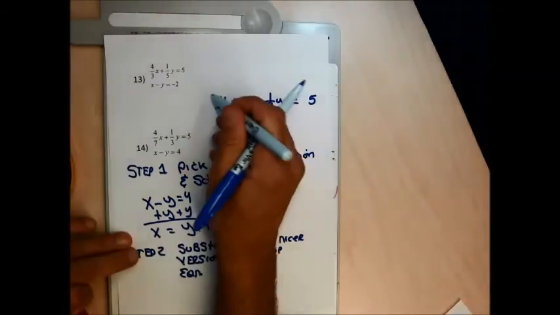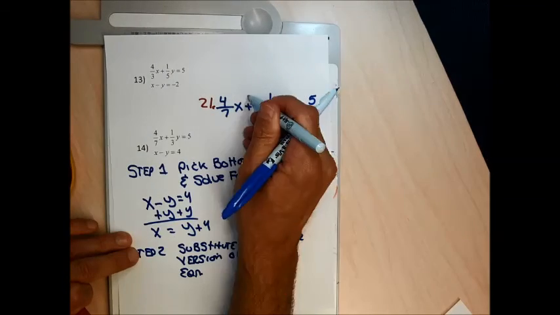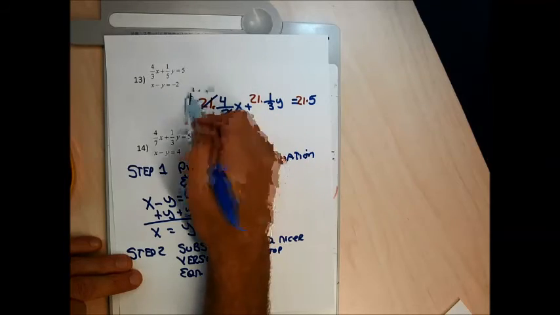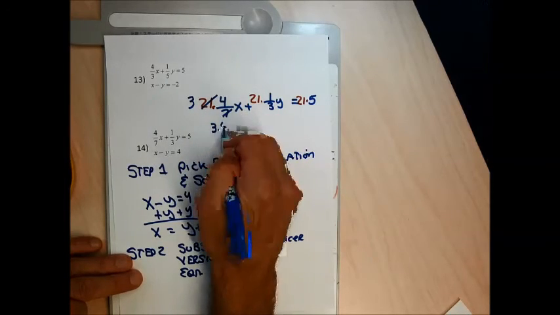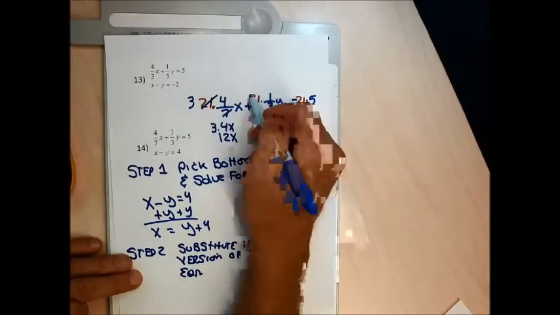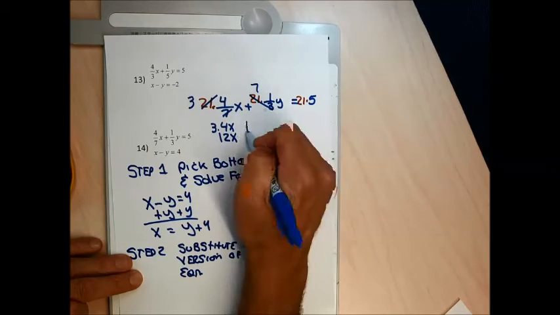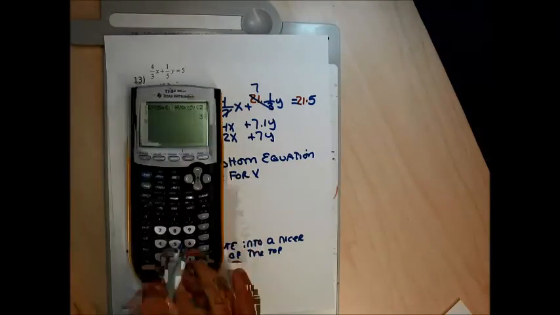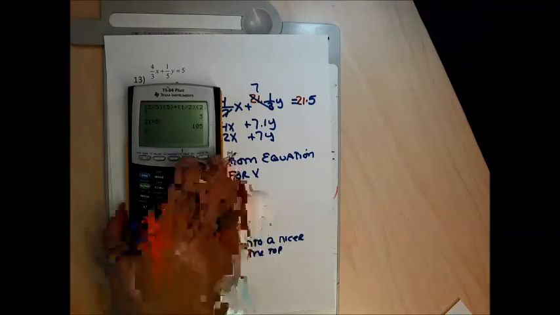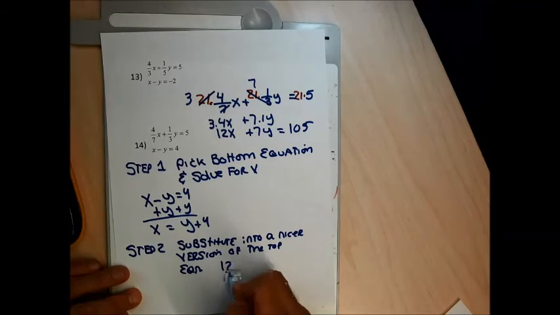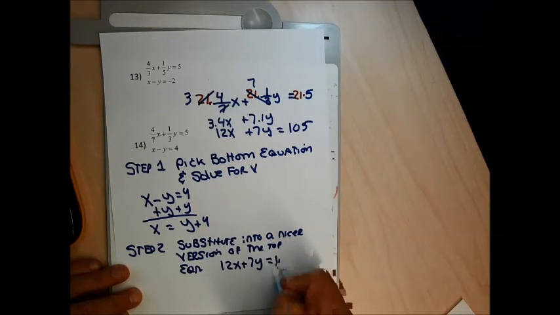The least common denominator between 7 and 3 is 21. So I'm going to multiply by 21, 21, and 21. First multiplying, the 21 and the 7 will cancel. I'll be left with 3 times 4x, which is 12x. Second one, the 3 and the 21 cancel. I'm left with 7 times 1y, which is plus 7y. To the right of the equal sign, 21 times 5, I think is 105, and it is. So the nicer version of the top equation that I'm going to use is 12x plus 7y equals 105.